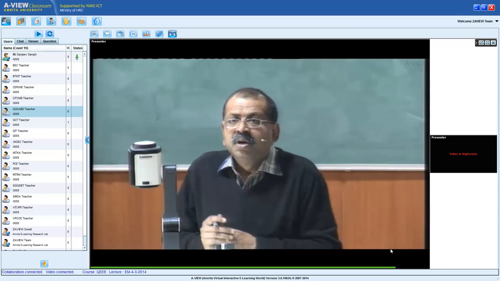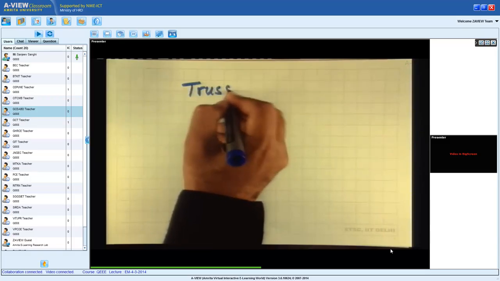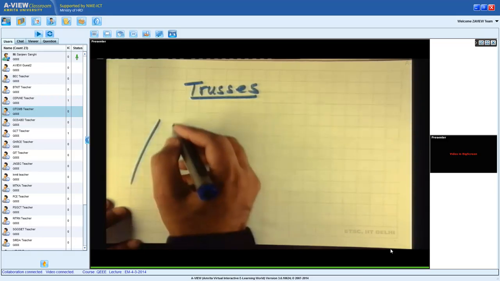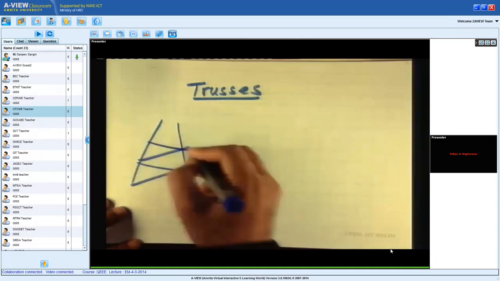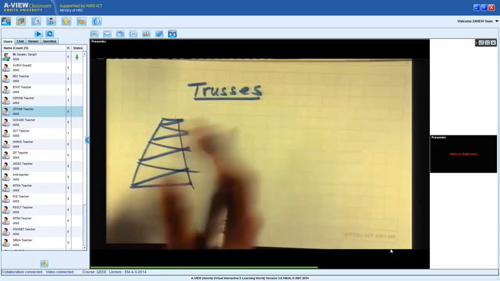So today we will start a new topic, trusses, and we will see what a truss is and how we analyze a truss from a mechanics viewpoint. Now you may have seen cranes or telephone towers, and typically a telephone tower has a structure like this, and it's a three-dimensional structure. I'm showing only two dimensions.